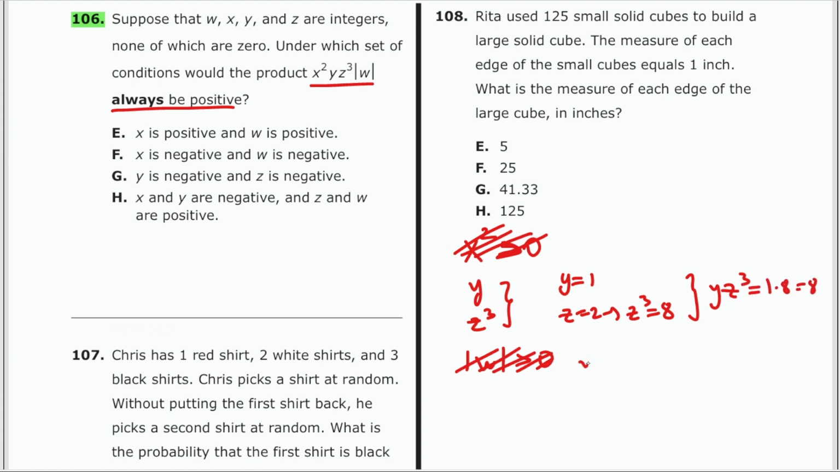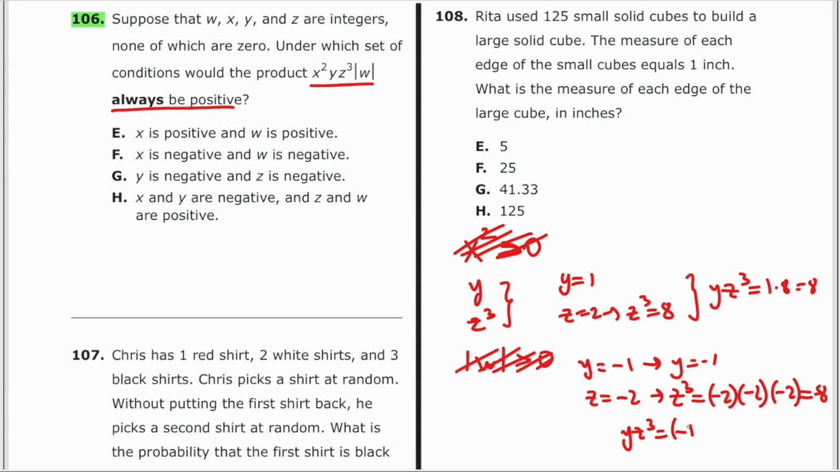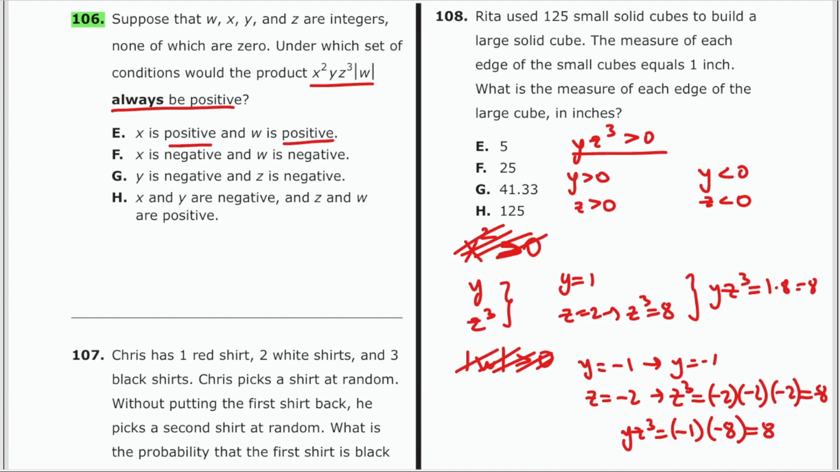Now conversely, when y is equal to negative 1 and z is equal to negative 2, we get y is equal to negative 1. Z cubed will be equal to minus 2 times minus 2 times minus 2, which is minus 8. So y z cubed is going to be equal to minus 1 times minus 8, which is 8, also positive. What it means is, for y z cubed to stay positive, one of two things must happen. Either y is greater than 0 and z is greater than 0, or y is less than 0 and z is less than 0.